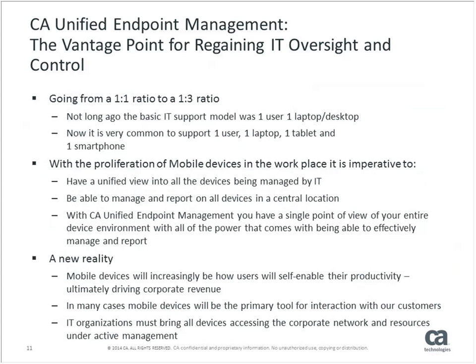And one of the big drivers for that is, not too long ago, the support ratio for most IT organizations was mostly a 1-to-1 ratio. I mean, most users had a laptop or a desktop, and that's what they used as their primary device for being productive. And now, in a lot of roles within most companies, I find that the ratio has gone from a 1-to-1 to a 1-to-3 ratio. They have a laptop, they have a mobile device, and they have a tablet. And these are all things that they use in different roles within their functions to get their job done.